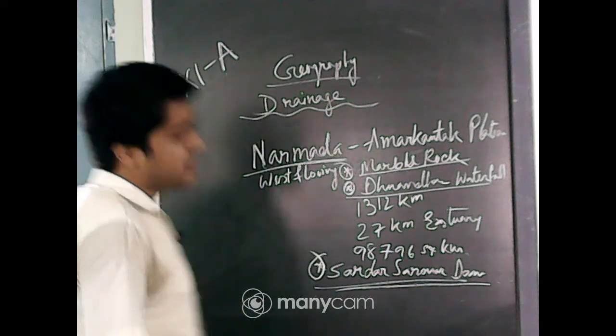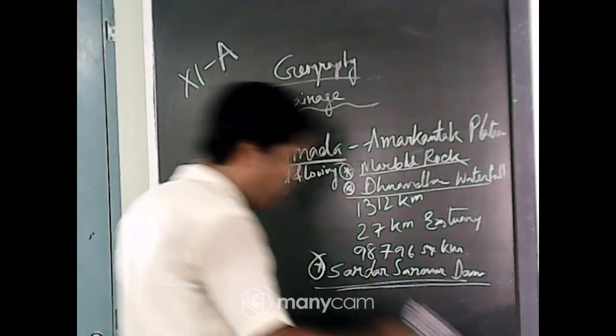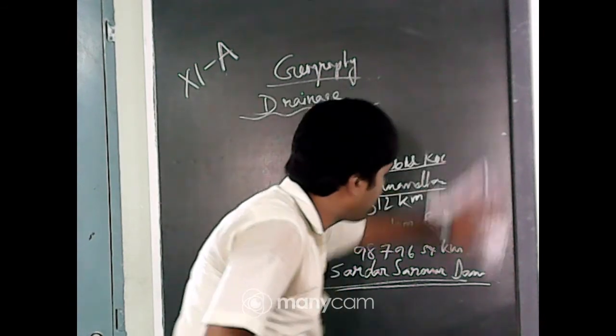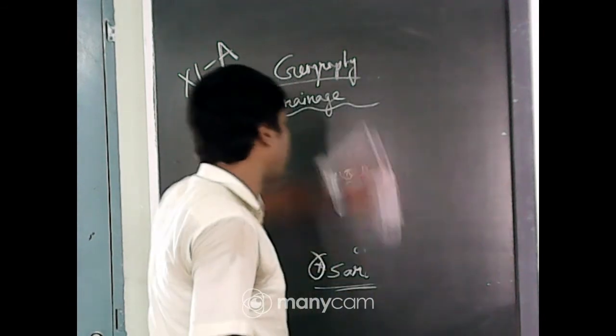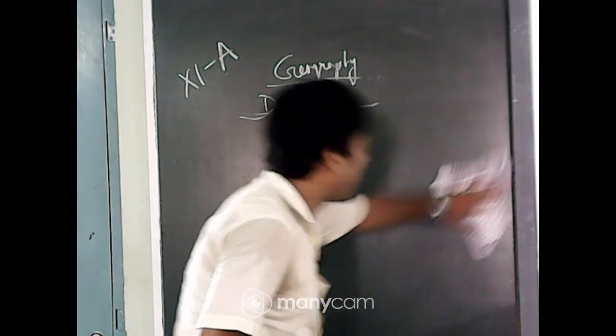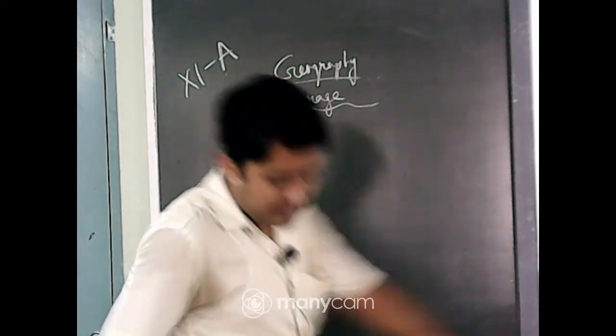Now, the next important, another important west flowing river. This is Tapi. South of the Narmada river, this river is located. You will see the map. You can see the river in your map. River Tapi.